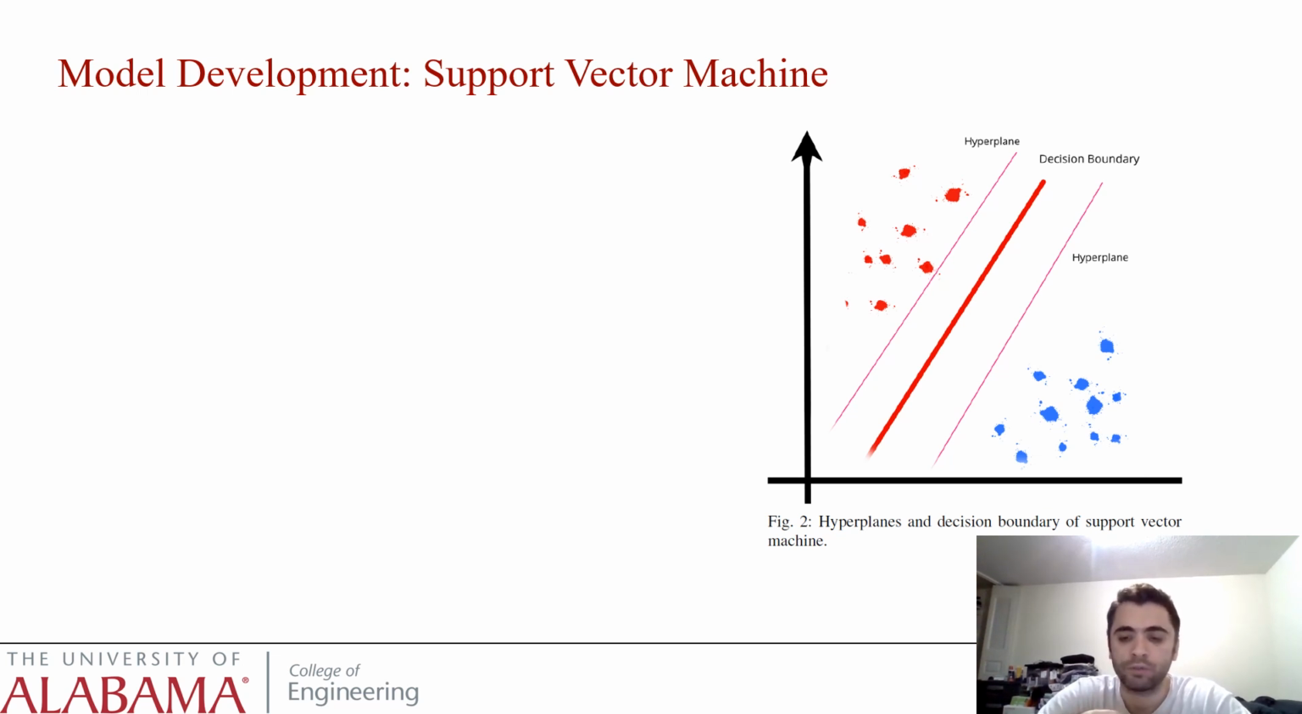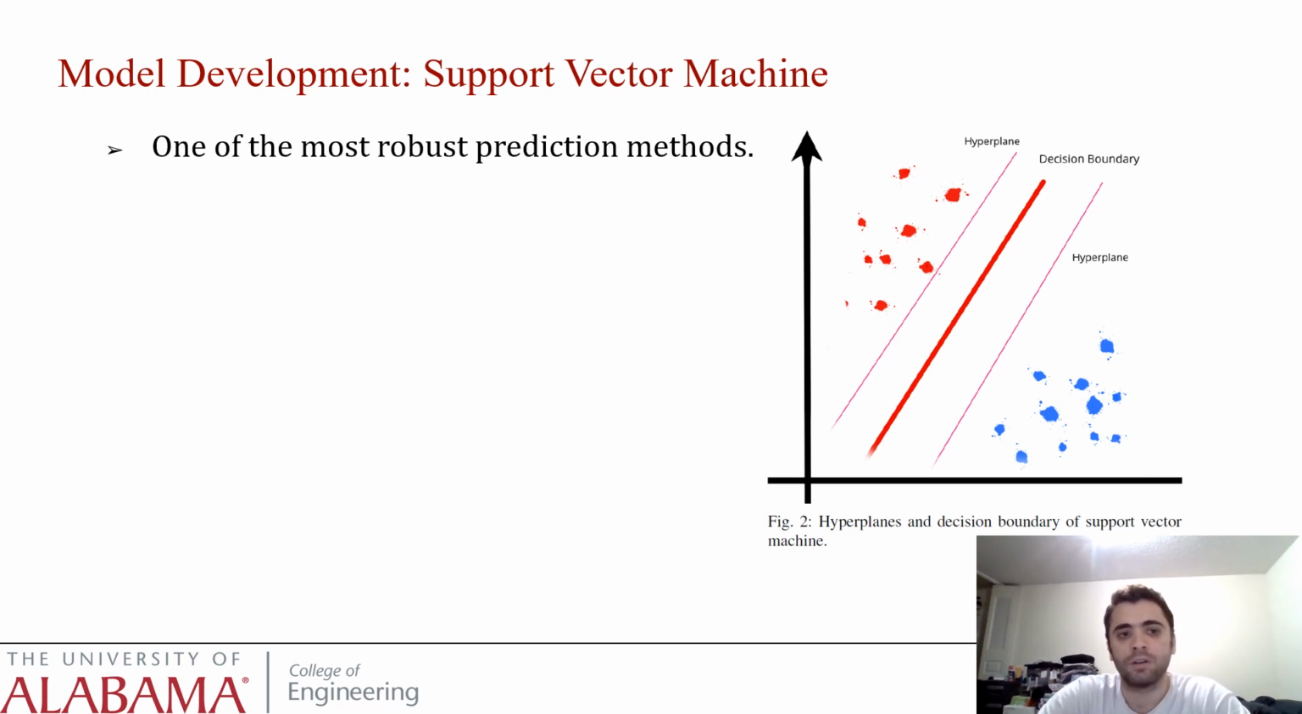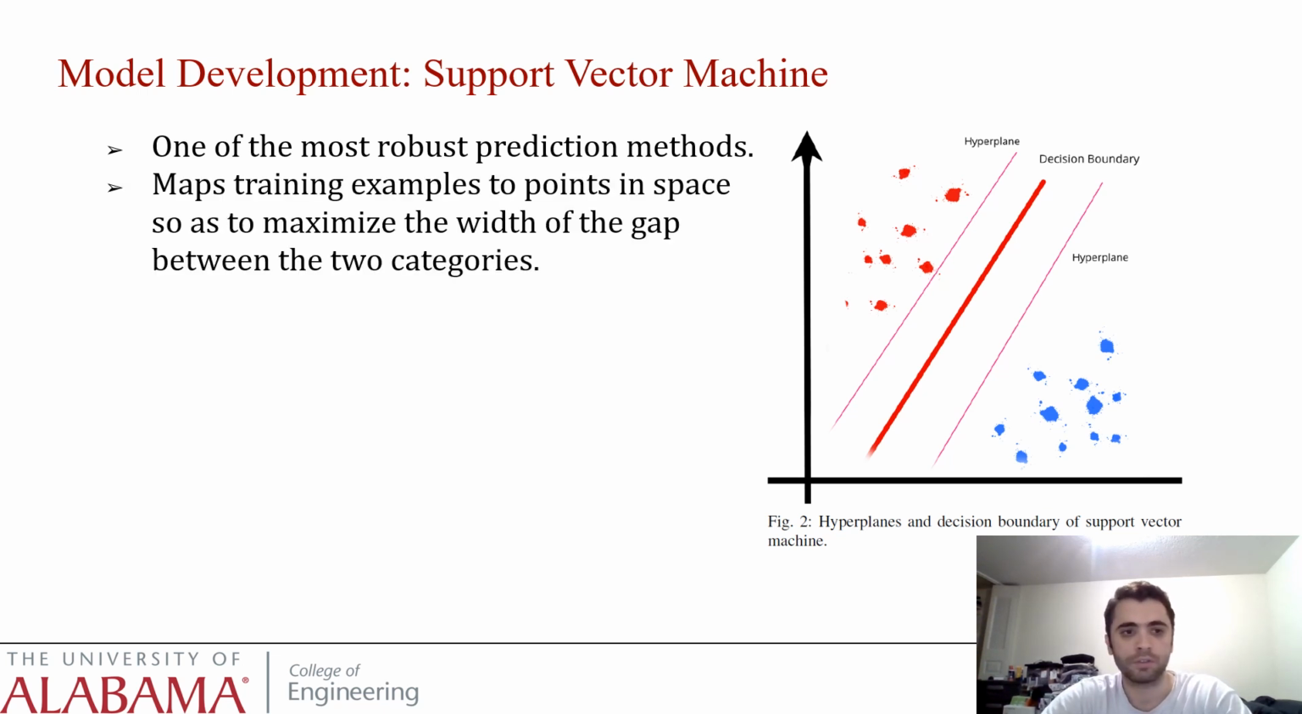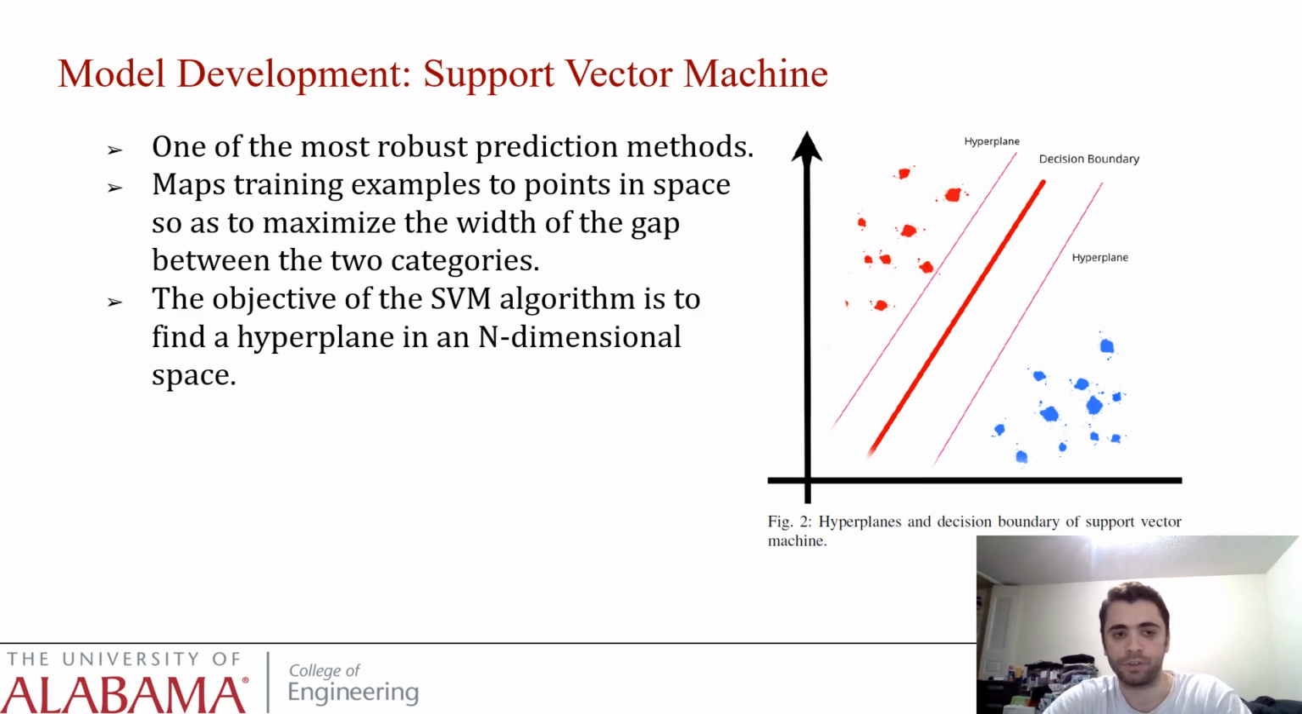I tried four different machine learning models. The first one is support vector machines. SVMs are one of the most robust prediction methods, and they map the training examples to points in space so as to maximize the width of the gap between two categories. The objective of the SVM algorithm is to find a hyperplane in an n-dimensional space.